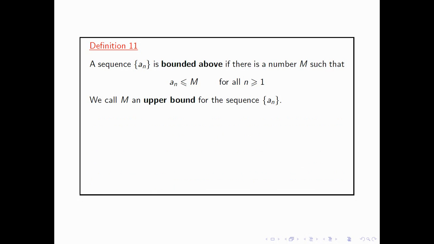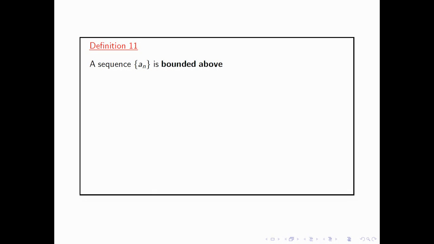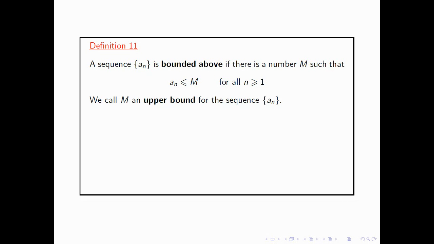I'm going to go through this definition again. We will say a sequence a_n is bounded above if there is a number M such that all the values of the sequence are always less than or equal to this number M. So it's an upper bound. This M is an upper bound for the sequence. The values of the sequence never go above M. Right? They can be equal to M, but they never go larger than it.